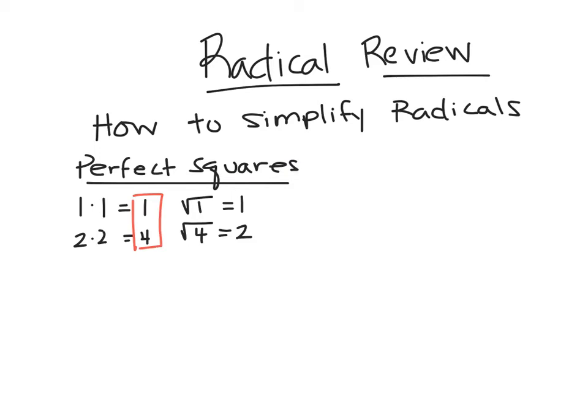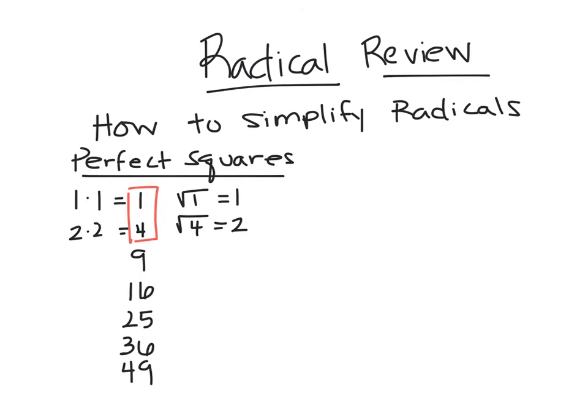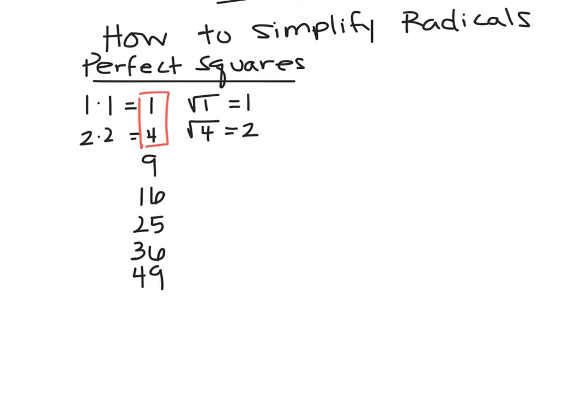So 3 times 3 is 9, 4 times 4 is 16, 5 times 5 is 25, 6 times 6 is 36, 7 times 7 is 49, and then we have 8 times 8 is 64, 9 times 9 is 81, 10 times 10 is 100. We can keep going as well. 11 times 11 is 121, and then 12 times 12 is 144.